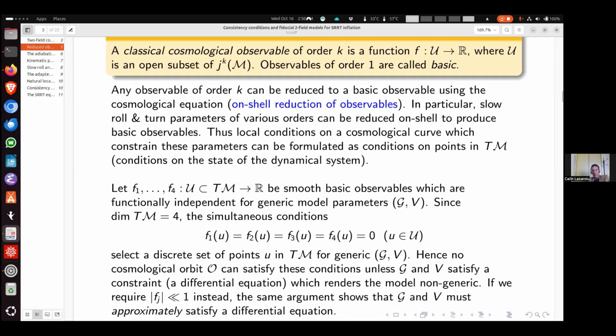So there's a notion of slow roll and slow turn parameters, which you will see in a moment. These kinds of parameters are in fact real valued observables, and they can be defined for various orders. Using this process of on-shell reduction, they can be reduced on-shell to produce basic observables, and that's a very important conceptual observation. Thus, local conditions on a cosmological curve which constrain such parameters, and these conditions are very common in cosmology, can be formulated as conditions on points of the tangent bundle of M.